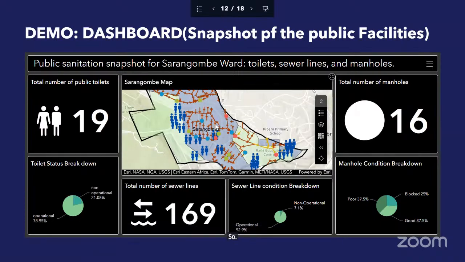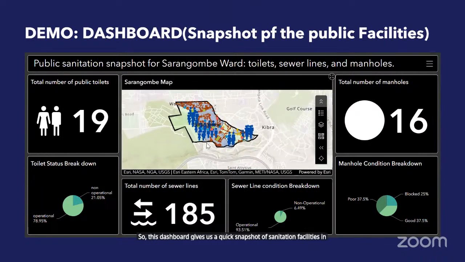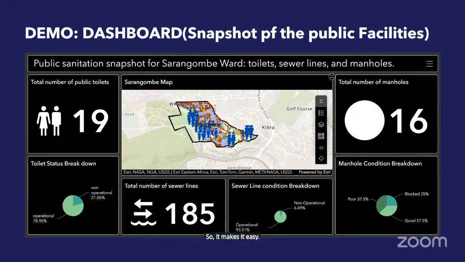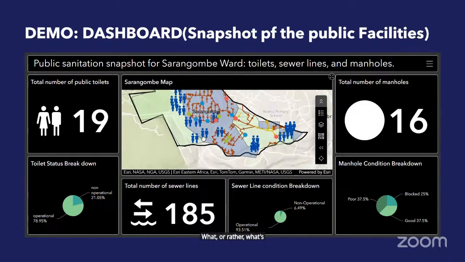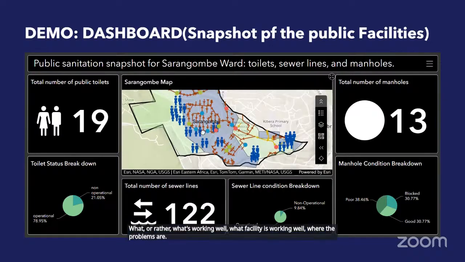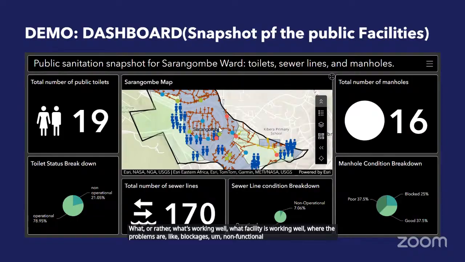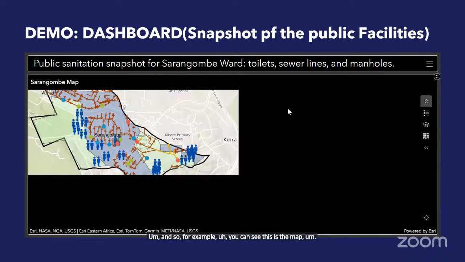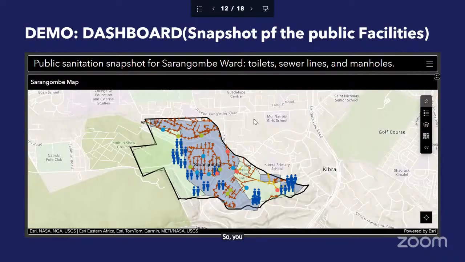This dashboard gives us a quick snapshot of sanitation facilities in Sarangombe, showing the number and condition of toilets, sewer lines, and manholes. So it makes it easy to see what is working well, where the problems are, like blockages and non-functional facilities, and where they exist. For example, you can see this is the map.